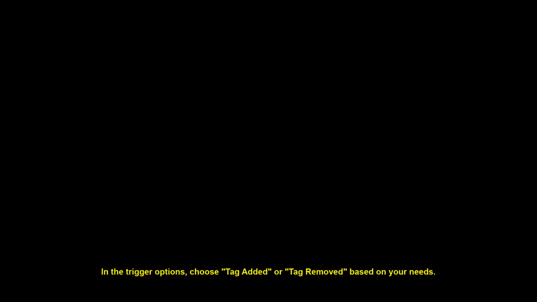In the trigger options, choose tag added or tag removed based on your needs. Select the specific tag you want to trigger the automation. Next, choose the action you want to perform. For syncing leads, select Send Email Sequence.